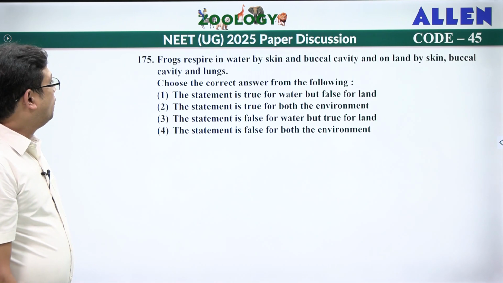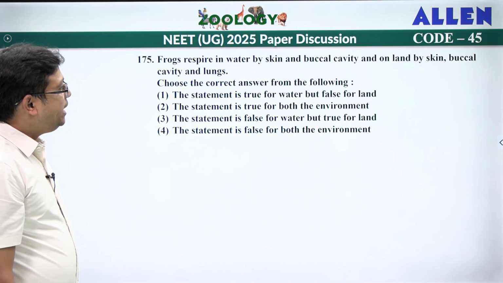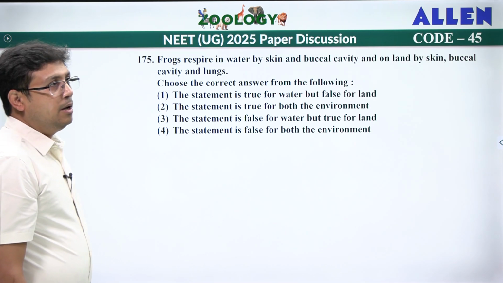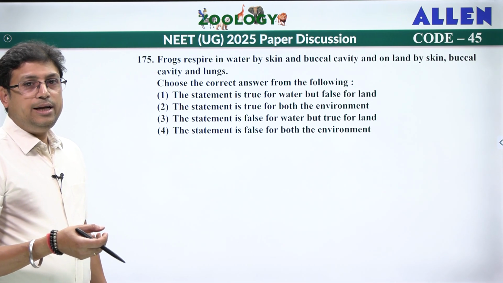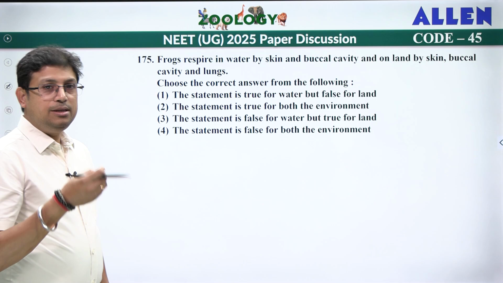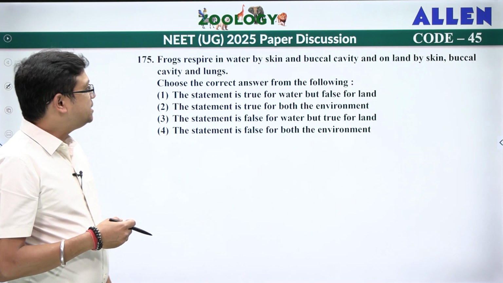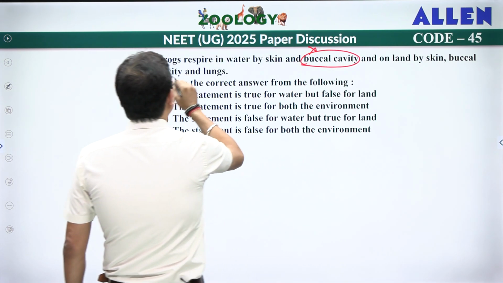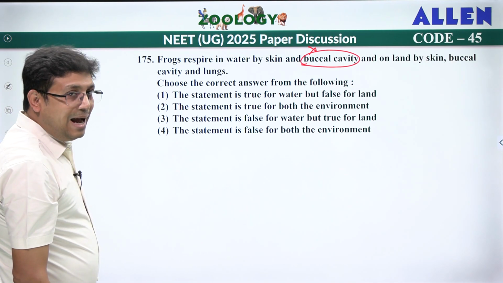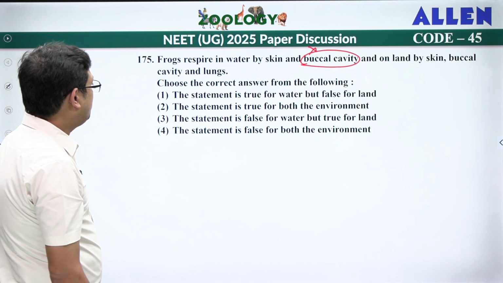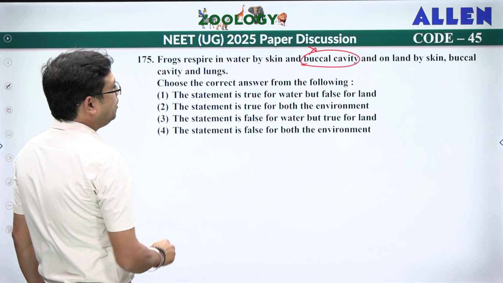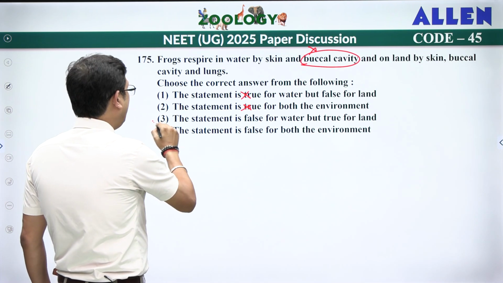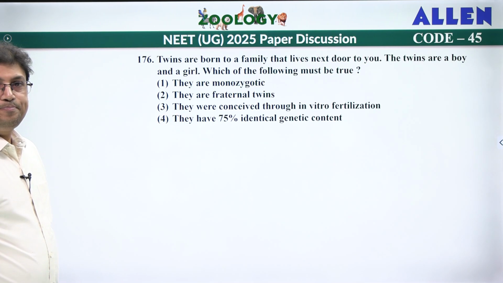Next. Frog respires in water by skin and buccal cavity and on land by skin, buccal cavity and lungs. Choose the correct answer. When the frog is in the water, it uses its skin so that dissolved oxygen can enter into the blood vascular system, but they don't use the buccal cavity. So the first statement is wrong. But on land, they can use all three modes of respiration, no problem in that. So statement is true for water, no. Statement is true for both, no. Statement is false for water but true for land. So answer is 3.